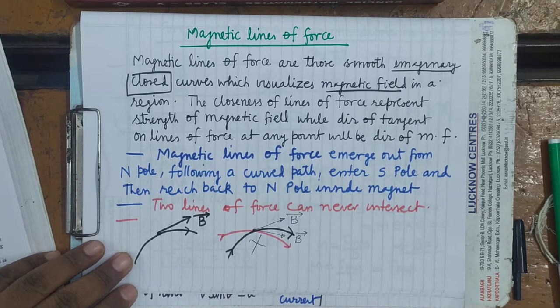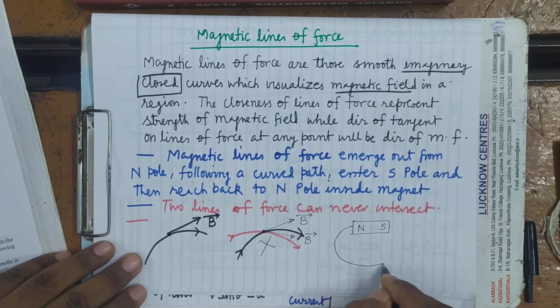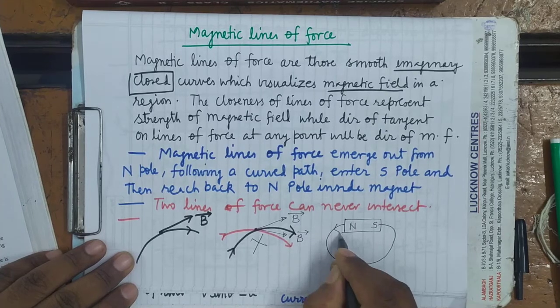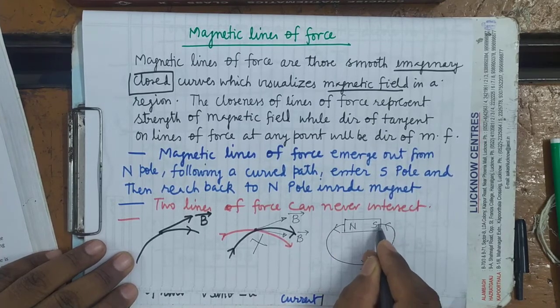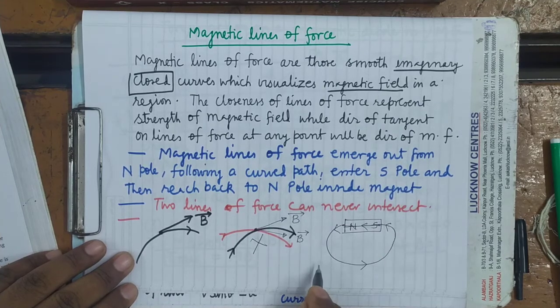Then if you see in the bar magnet, they come out from the north pole of the magnet, moving outside the magnet, and enter through the south pole. And within the magnet, they will move from where to where? From south to north.